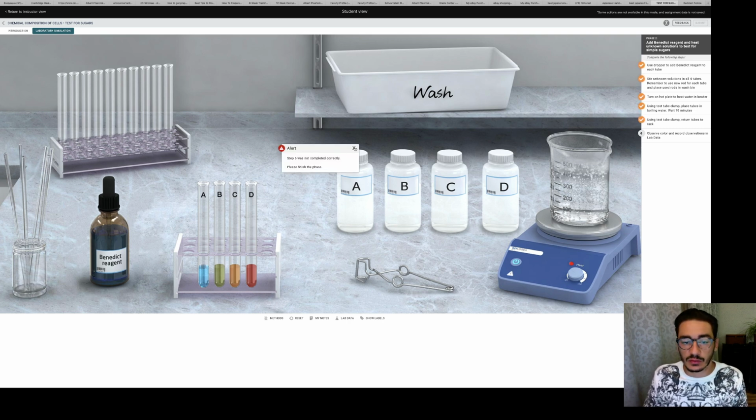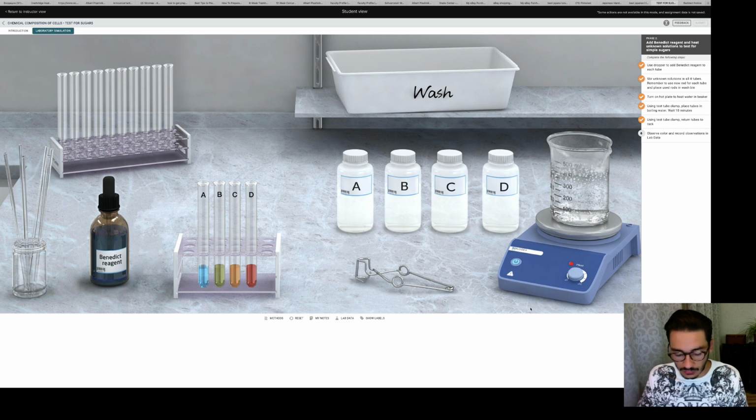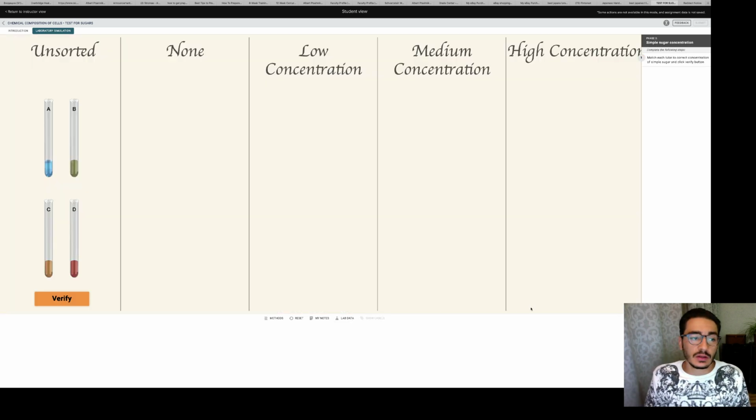It asks me to observe the color and put it in the records, in the lab data. I'm not going to do this, I'm just going to skip it. And you put your tubes into different columns and verify your results. I'm just going to skip it.